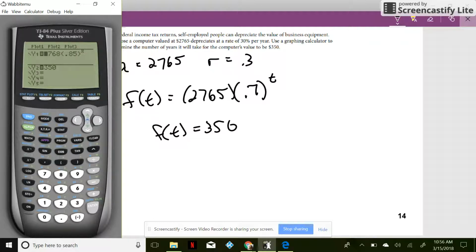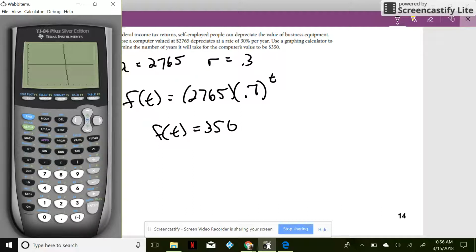What happened? Oh, 2765. Let's see, because I know what the answer is supposed to be. And, oh, you know what? I put in the wrong value. I put in from the last problem. This should be 0.70. Sorry about that. Now, hopefully it will show up. There it is. We don't see the whole thing, but we don't need to. We just want to see when it's equal to 350.